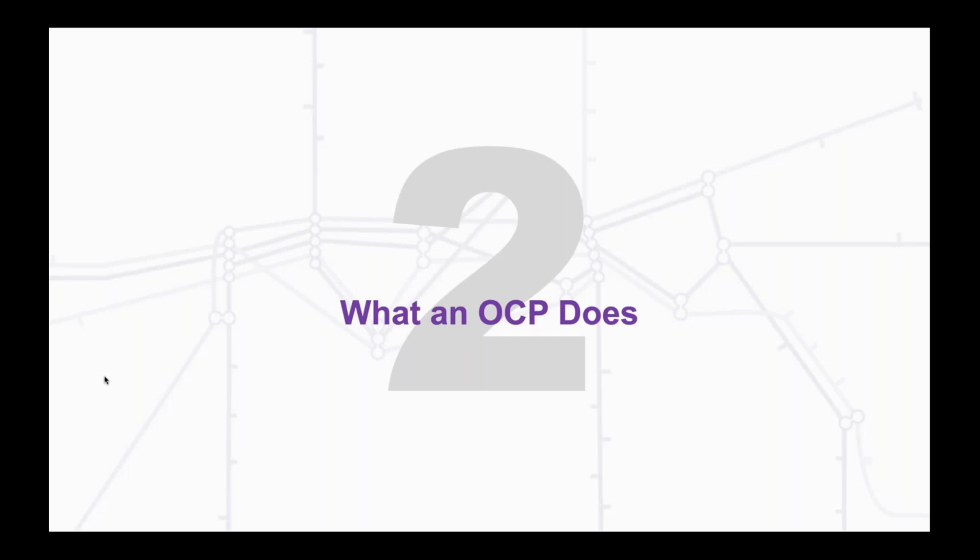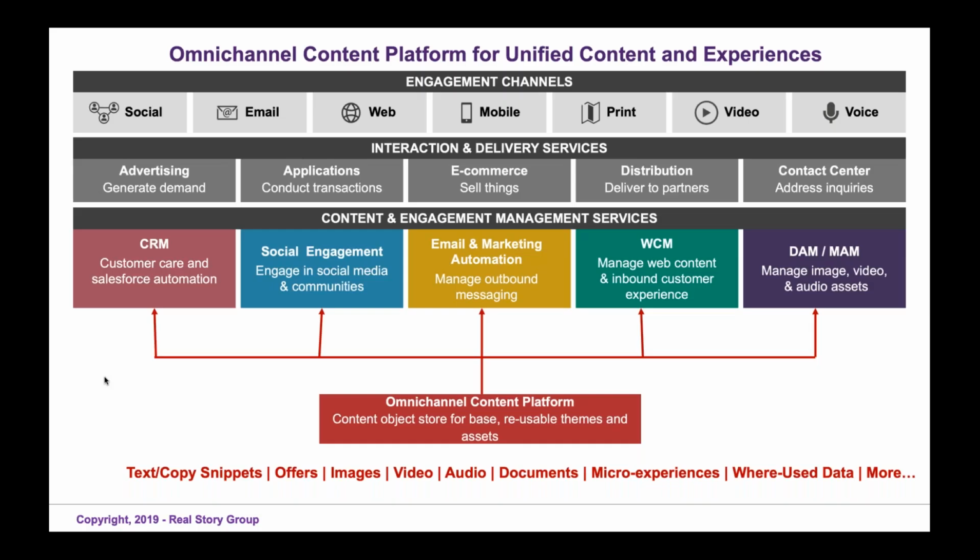So what does an omni-channel content platform, or OCP, do? The idea is that it's a content object store for base reusable themes and assets. This could be a wide variety of content types: text and copy snippets, HTML micro formats, offers, certainly images, video, audio, but also documents, micro experiences, and then ideally some tracking services where you can see how these things are being assembled into compound assets and do where-used tracking. So this becomes a content store, not for all of your content, but just for the base reusable assets that you need to be able to propagate across multiple channels.